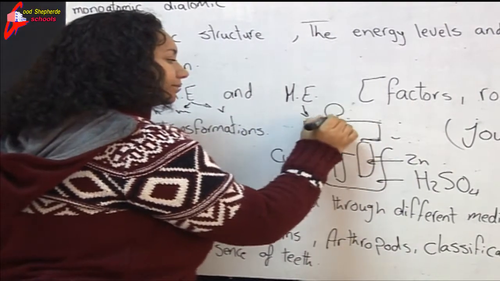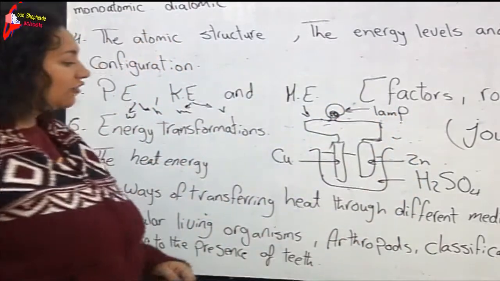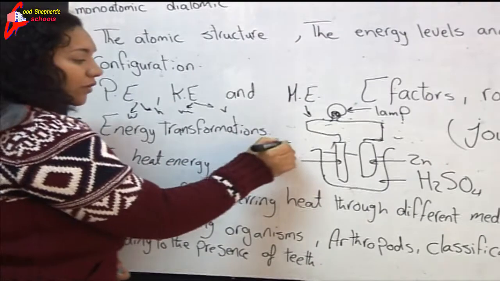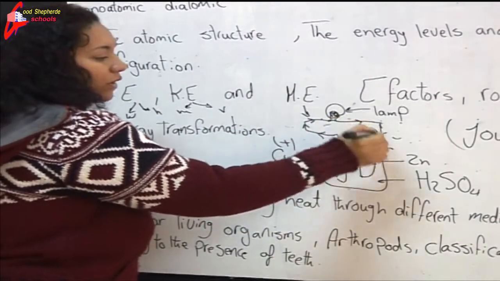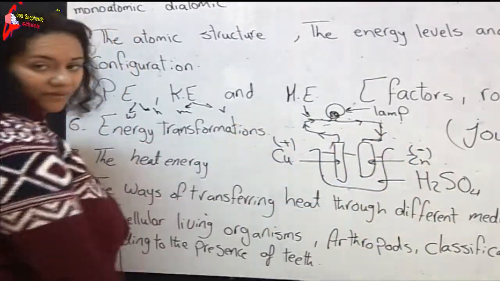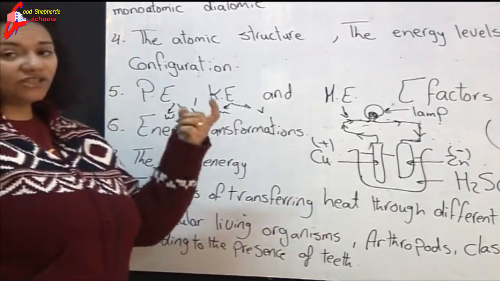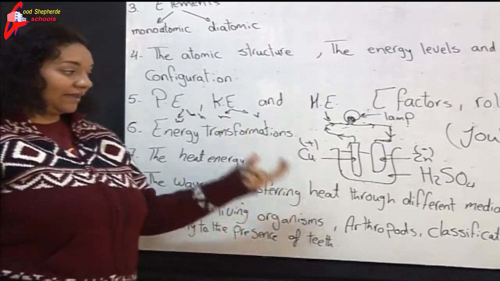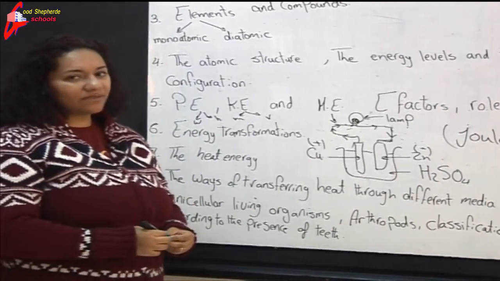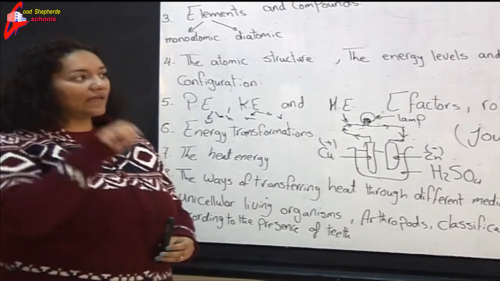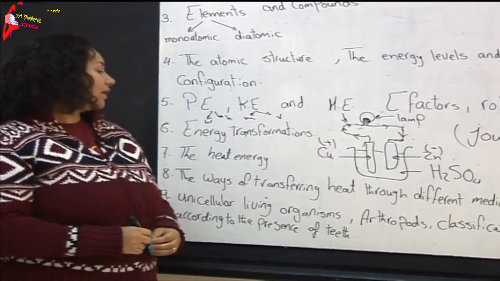And when we draw it like this, and this is a lamp, the electricity will move from the positive pole, which is copper, to the negative pole, which is zinc. And also this simple electric cell changes the chemical energy into electric energy. And also we must read carefully how the transformation of energy inside the car engine occurs.